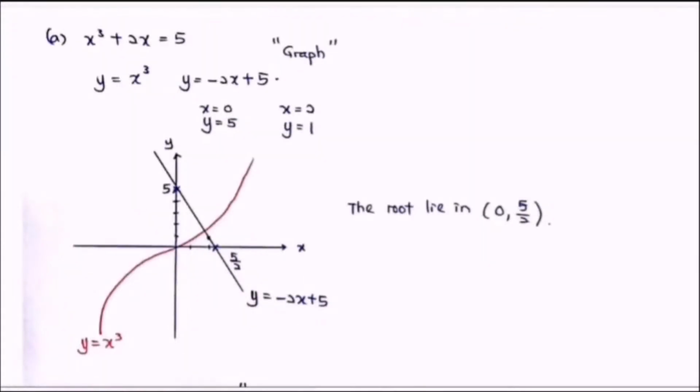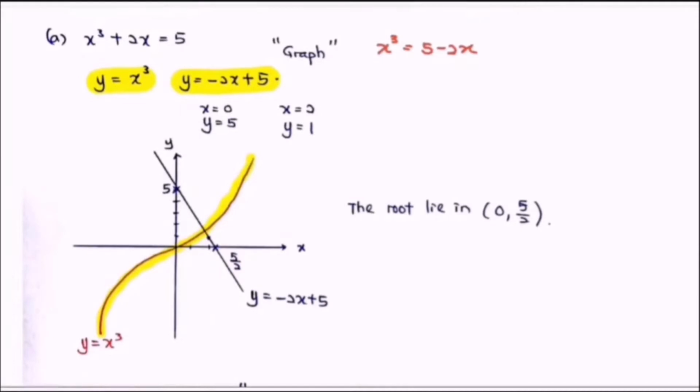So now, I'm going to modify the equation so that we have x to the power of 3 equals 5 minus 2x. Then we can split it just like this: y equals x to the power of 3, and another equation, y equals negative 2x plus 5. As we all know, for the graph y equals x to the power of 3, here we will have the basic graph.